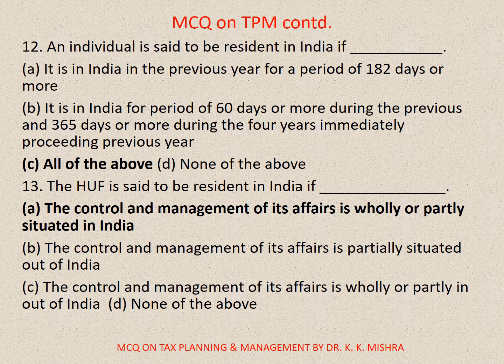Question number 12. An individual is said to be resident in India if dash. A. It is in India in the previous year for a period of 182 days or more, B. It is in India for a period of 60 days or more during the previous year and 365 days or more during the 4 years immediately preceding the previous year, C. All of the above, D. None of the above. Correct option is C. All of the above.